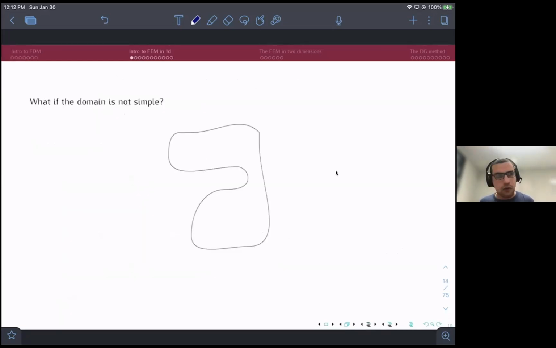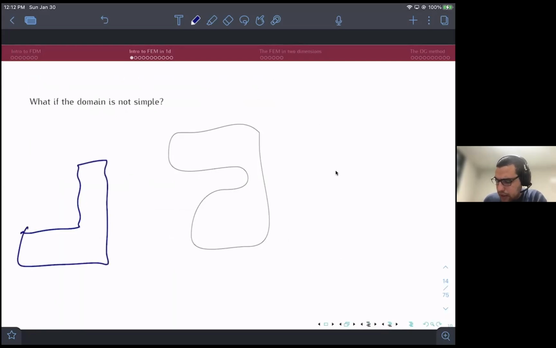Now, the question is, what if the domain is not simple? What if it's not just a simple square? Doing the same thing is not going to be easy. The domains that we'd be looking at would look something like this, could be circular like this, and so on and so forth. And this is where the finite element method really shines.